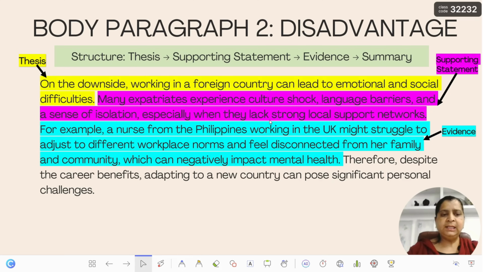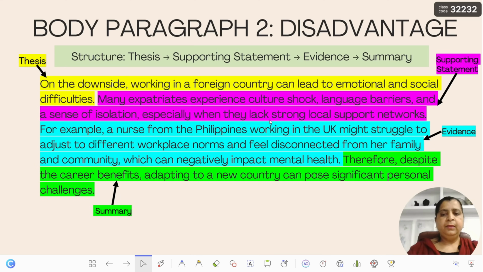This is your evidence. For example, a nurse from the Philippines working in the UK might struggle to adjust to different workplace norms and feel disconnected from her family and community, which can negatively impact mental health. And finally, your summary. Therefore, despite the career benefits, adapting to a new country can pose significant personal challenges. I hope I am able to make myself clear in teaching you the correct structure of a paragraph.